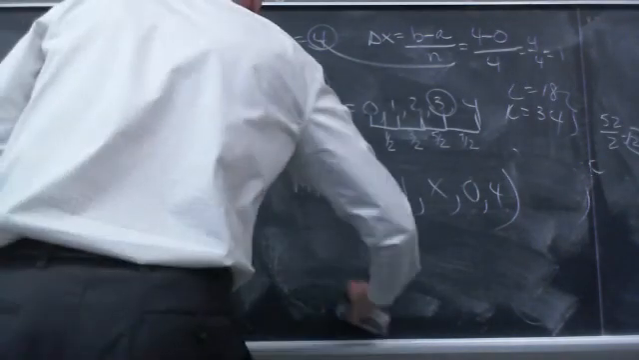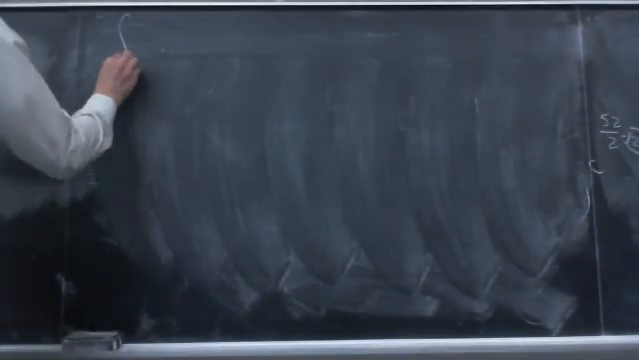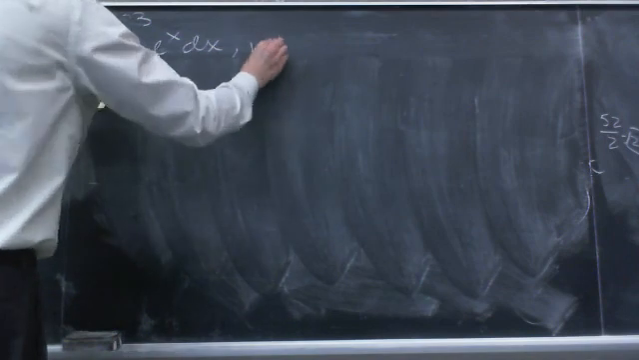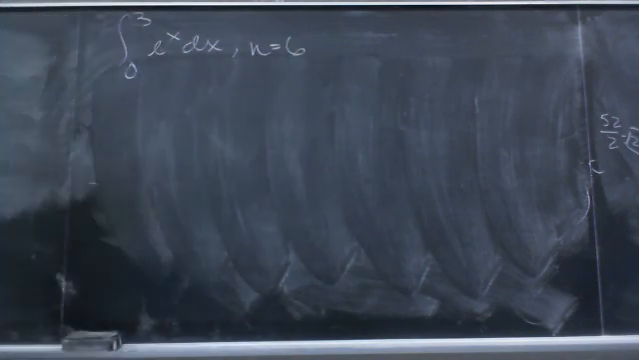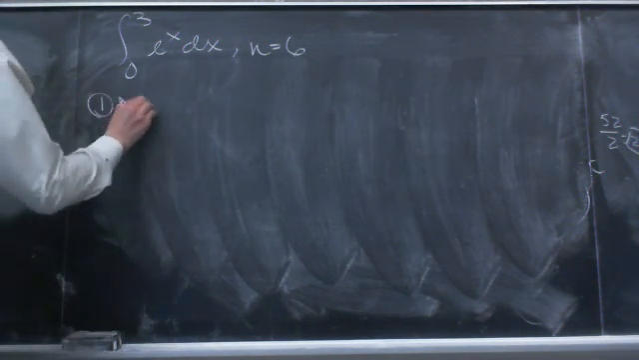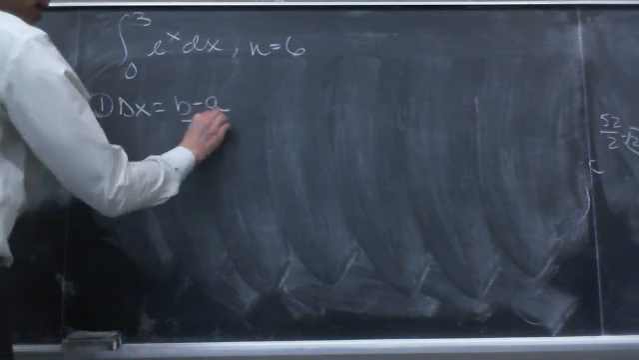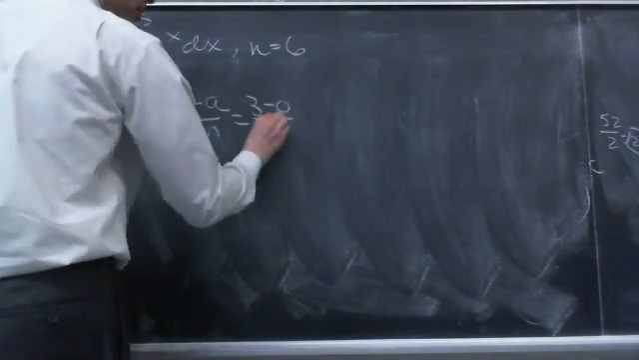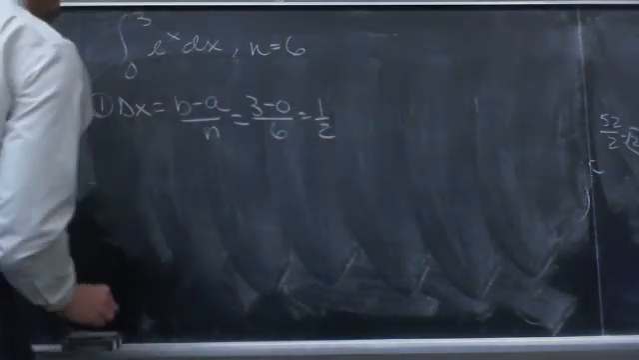Okay, so let's just bottom line it now and do some problems. How do we make it short and to the point? So suppose we have the definite integral from 0 to 3 of e to the x dx, and we want 6 equal subintervals. So first step is we need to find delta x. Delta x equals b minus a over n. 3 minus 0 over 6 is a half.